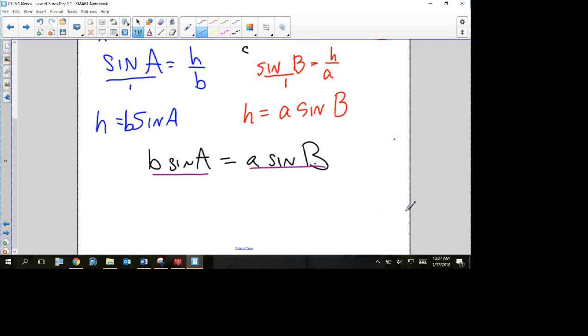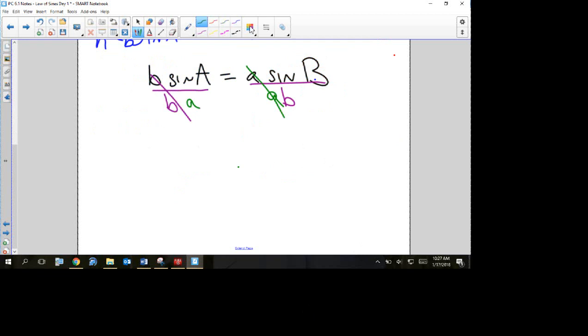I'm going to divide both sides by lowercase c. I'm also going to divide both sides by lowercase a. I did it to both sides so I can do whatever I want. So now I have sine of angle A over lowercase a equals sine of angle B over lowercase b.